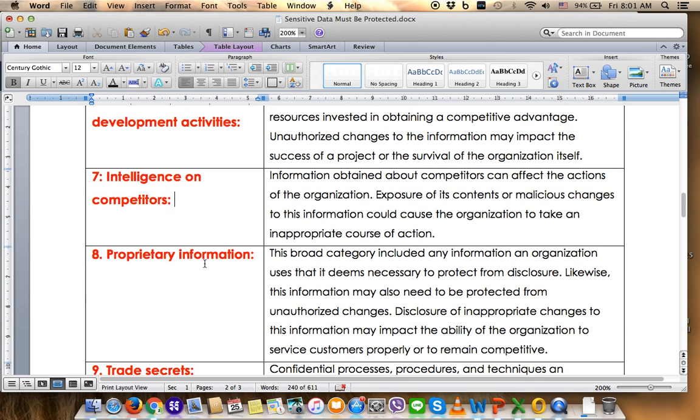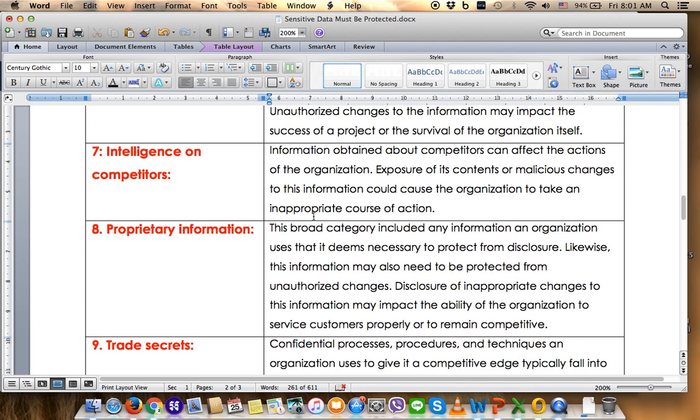So number 7 is intelligence on competitors. This information is also involved with core activity that can compete against the competitor in the case of the same product or same service. So the organization or data governance needs to ensure that this area fully complies with regulatory requirements. You need to protect the data from unauthorized persons or unauthorized access.